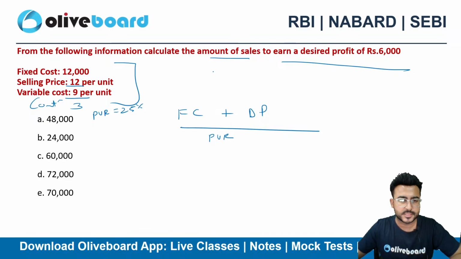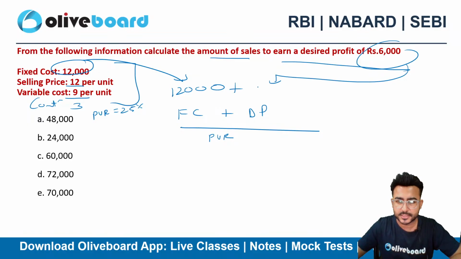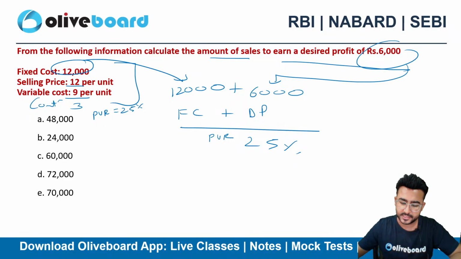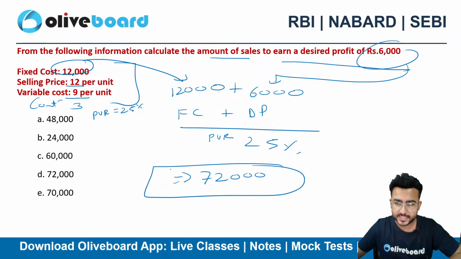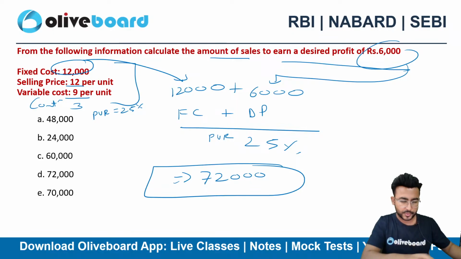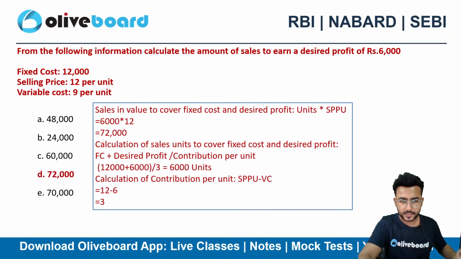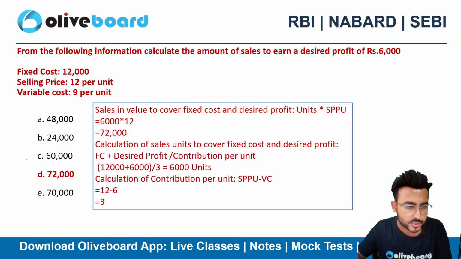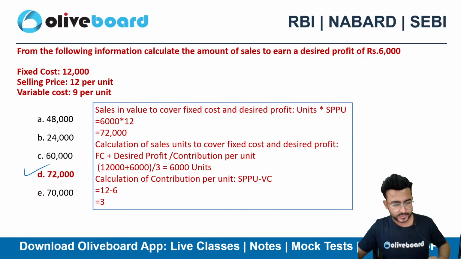What is my fixed cost here? 12,000 is my fixed cost given in the question. Desired profit 6,000 given in the question. PV ratio we have already computed, 25%. So 12,000 plus 6,000 divided by 25%, 72,000 is the amount of sales on which I'll be earning a profit of 6,000. Okay. Option D here will be the correct choice.